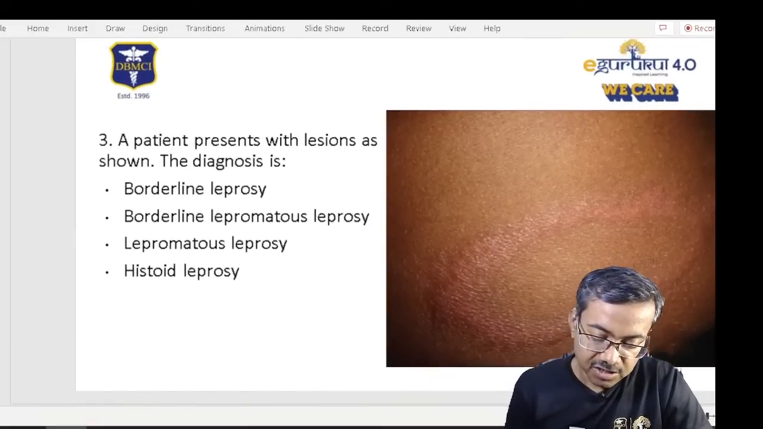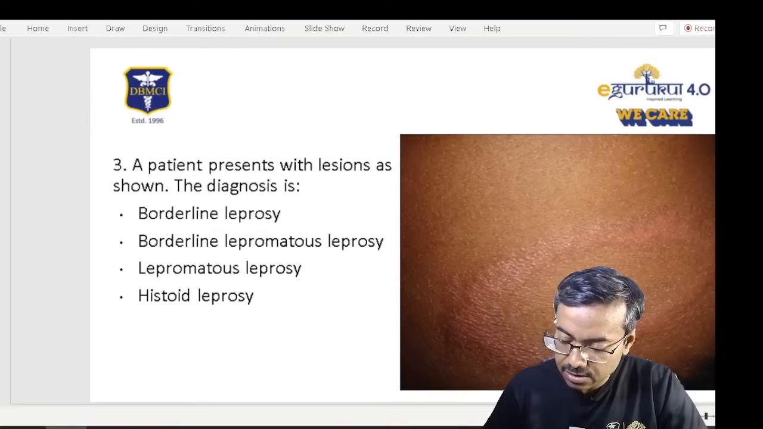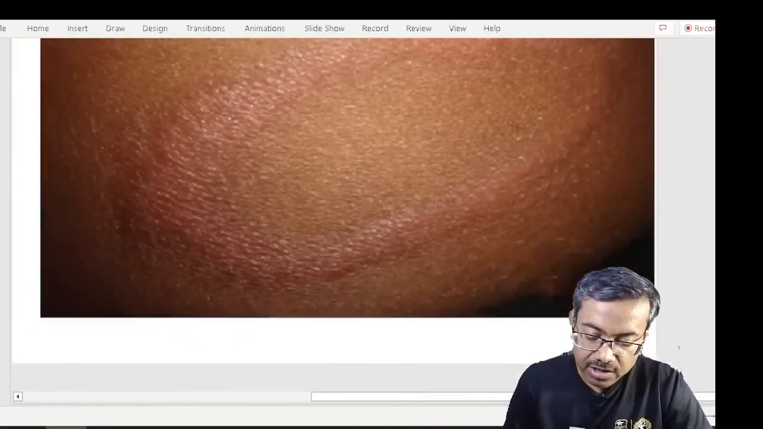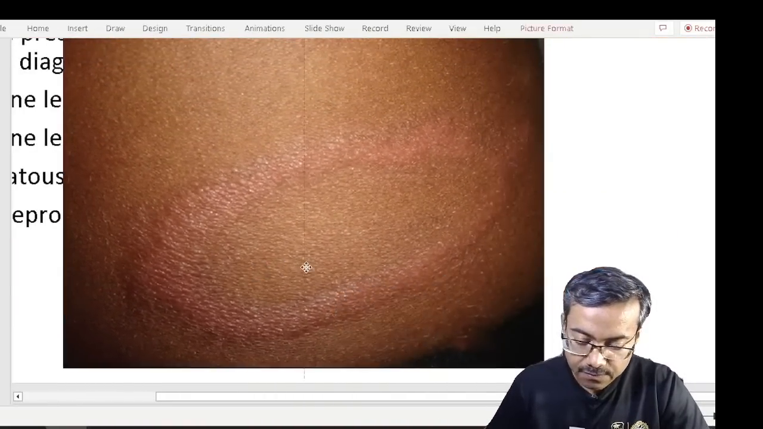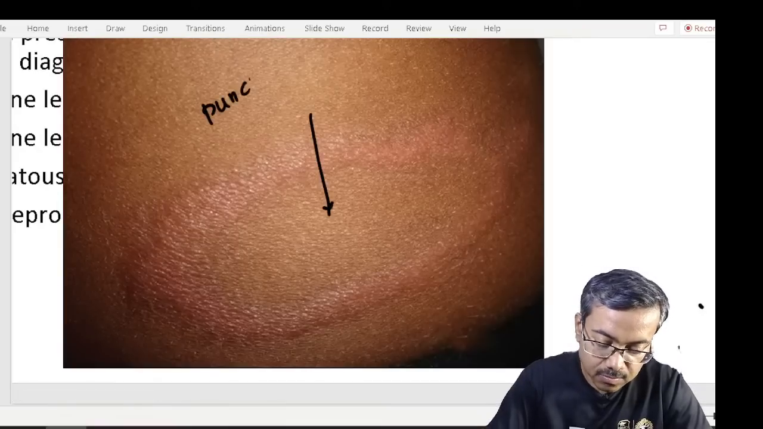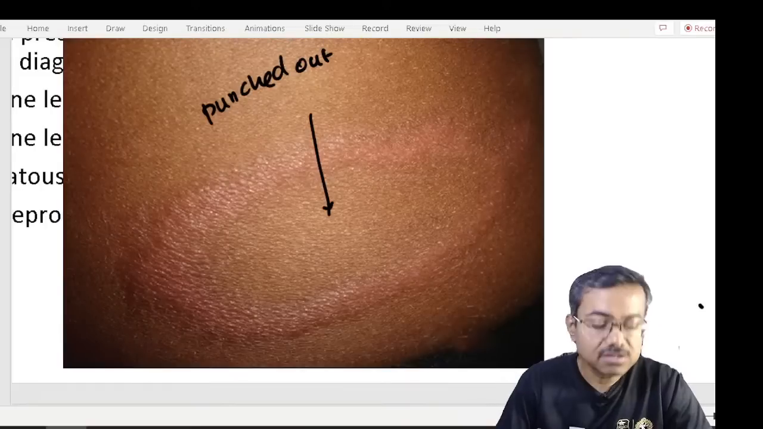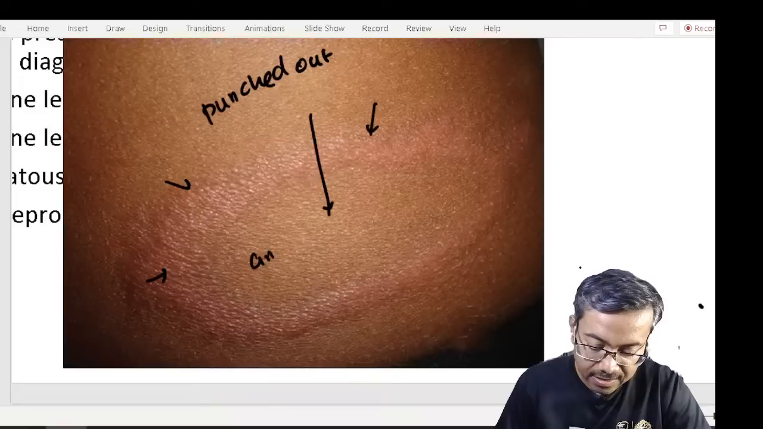Okay. Now, the patient presents with the lesions as shown. Let me just show you the lesion here. Now, this lesion has been called punched out. Can you see the center is normal, and the edges seem to be active? We also call it annular lesions, or Swiss cheese lesions.